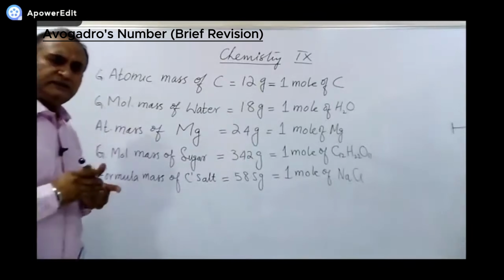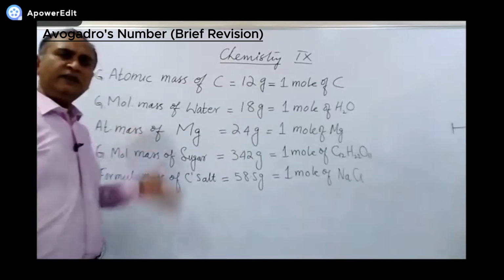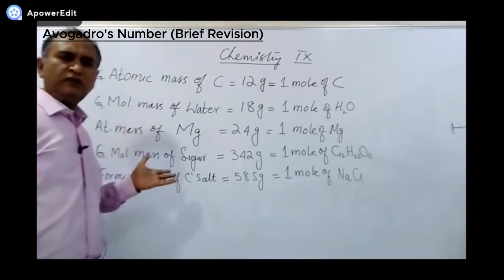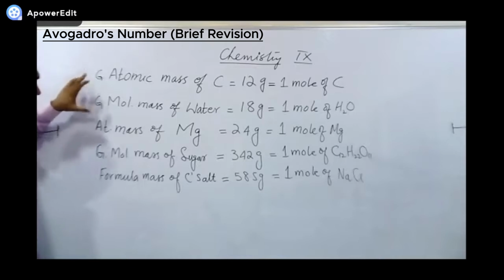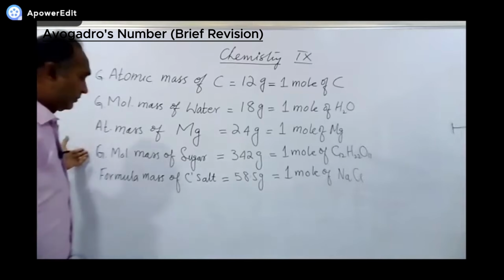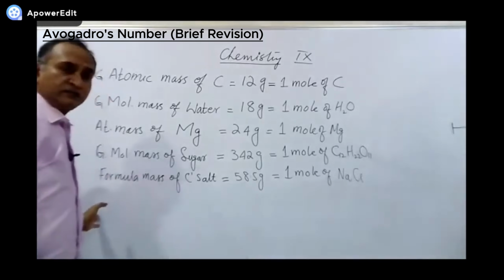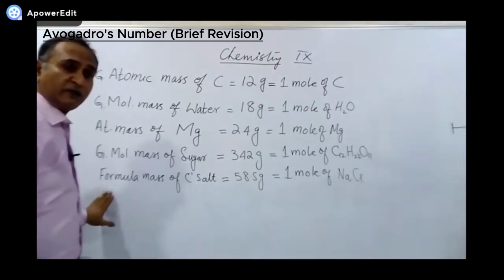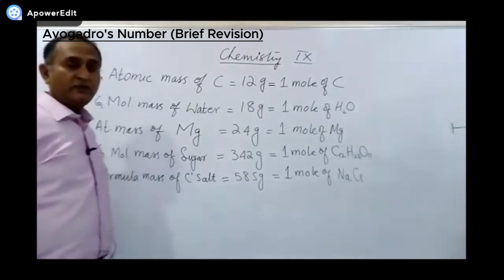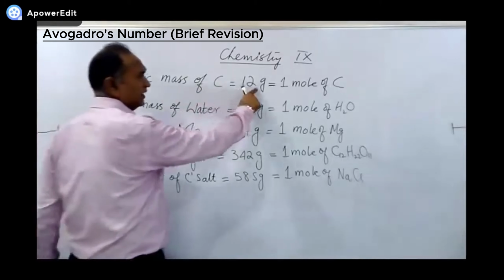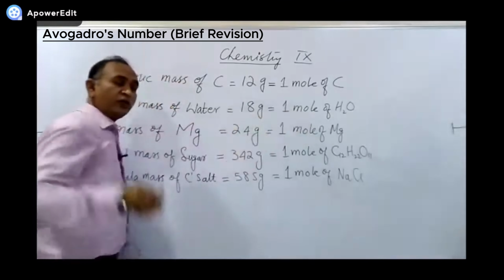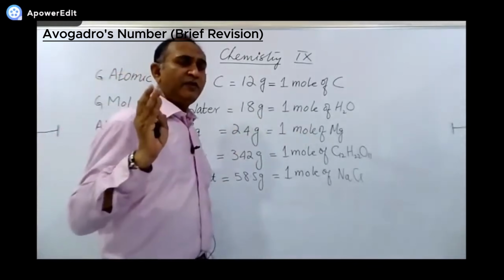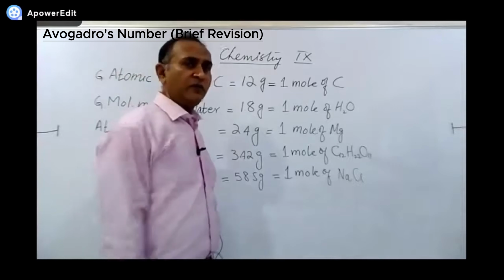So what have we done here? We have taken atoms, molecules, ionic compounds. Carbon and magnesium are the atoms, water and sugar are the compounds. This one is the ionic compound, that is why we didn't write molecular mass, but we wrote formula mass. Atomic mass expressed in gram, 1 mole. Molecular mass expressed in gram is called 1 mole. So what was the definition of 1 mole? Atomic mass, molecular mass, formula mass, expressed in gram is called 1 mole.